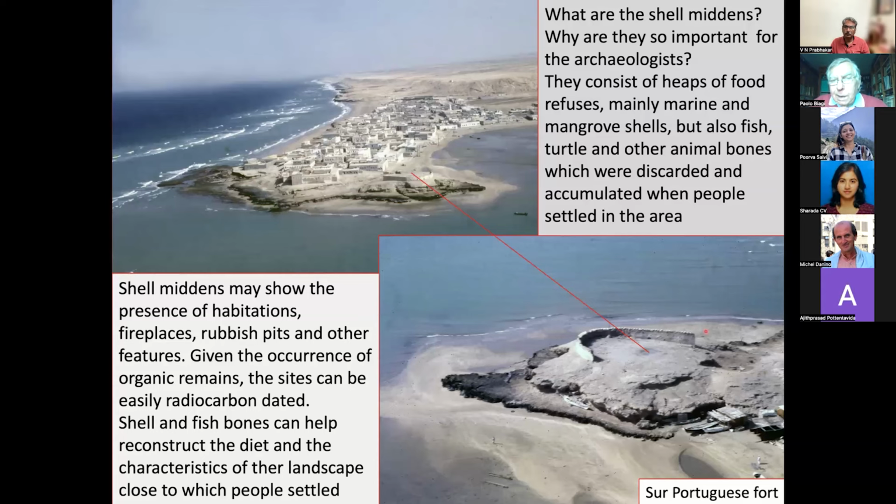Because they are, first of all, very rich in organogenic material, that is shells and charcoal. In some cases, you have turtle bones, fish bones, whatever you want. And so they can be very easily radiocarbon dated. And then there is something else which is very important.